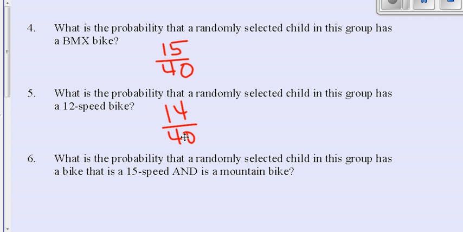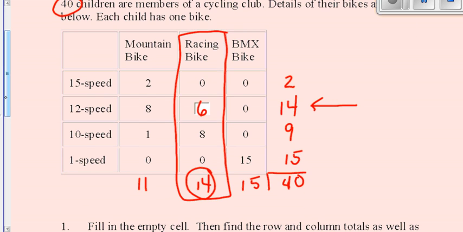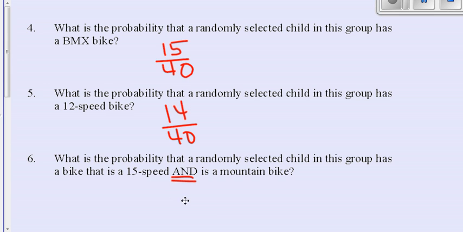The next one, what is the probability that a randomly selected child in this group has a bike that is 15-speed and a mountain bike? So that's one of those joint probabilities. So I want to look for 15-speed and a mountain bike. That's just this cell right here. Oh, my pen isn't working. That's just this cell right here. So that would be 2 out of 40.